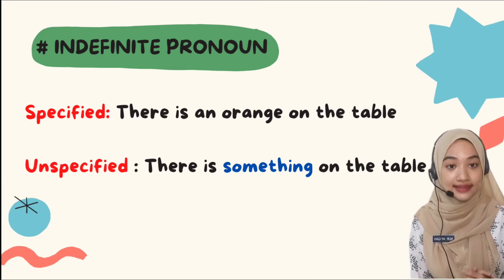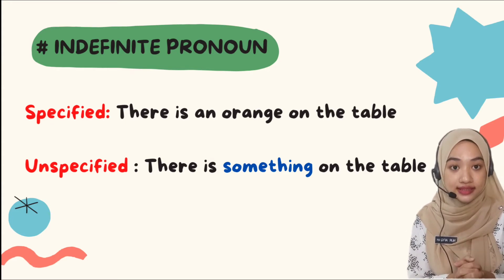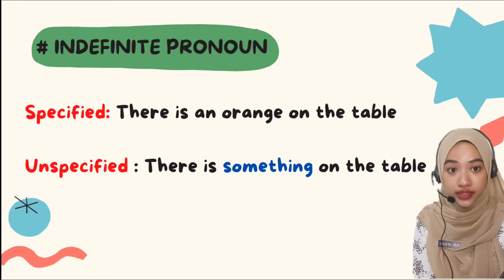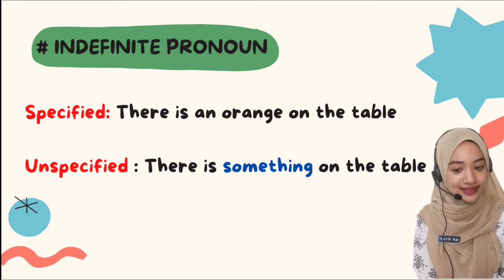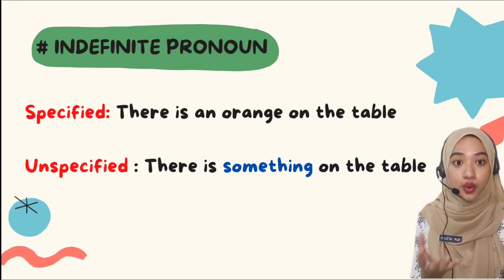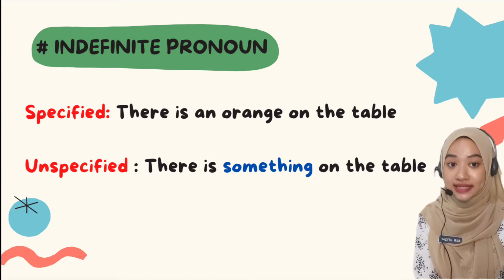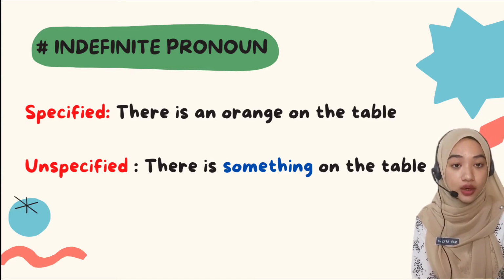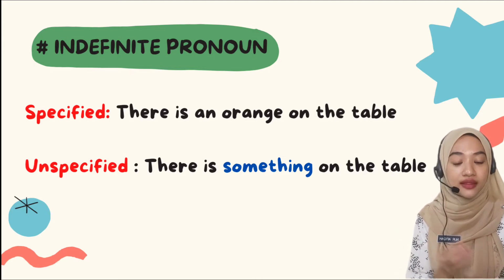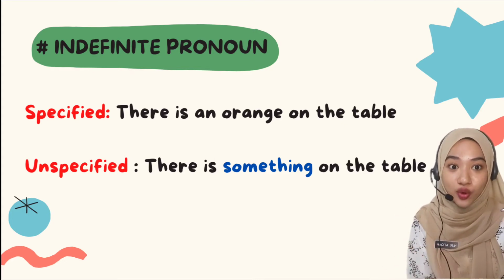Alright everyone, let's take a look at the specified and unspecified sentences so that you can see the difference between these two sentences. For the specified sentence, there is an orange on the table. For the unspecified sentence, there is something on the table. There is something on the table. There is an orange on the table. We know exactly that there is an orange.